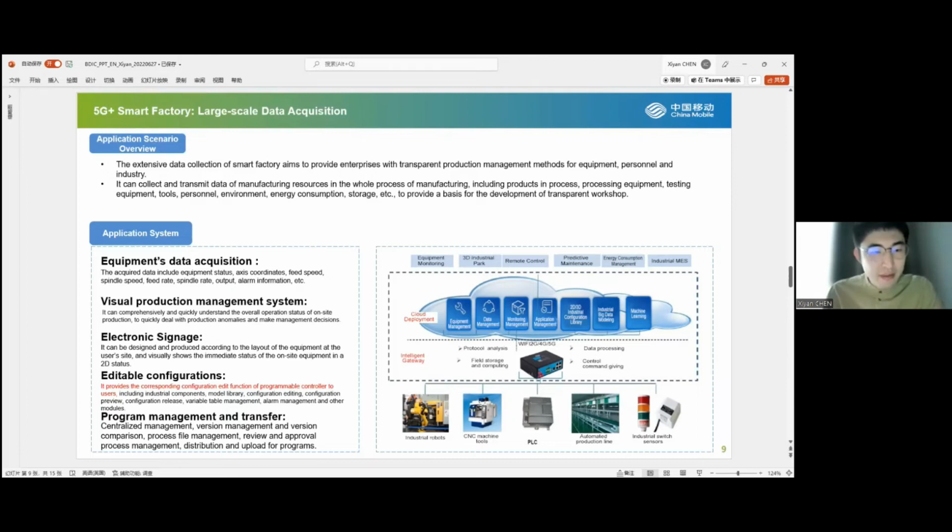And finally is the program management and transfer. So with this program, you can set up or copy the whole process in different places within a really short time. So that's the main purpose of these smart industrial factories technologies. If you can see the image on the right-hand side, those are the processes of the data connections.